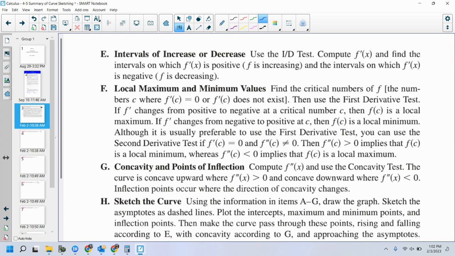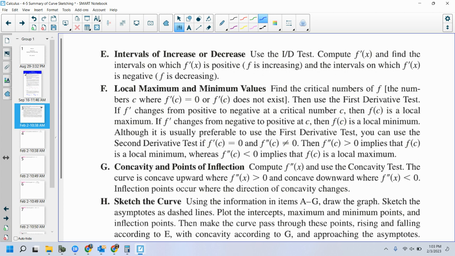So what are these new parts? Well, intervals of increase and decrease. We're going to be doing the increase-decrease test. You're going to find your critical values using f prime. We didn't know how to do that until we learned how to take a derivative. Find the intervals of increase-decrease. Use the ID test. Compute f prime, and find the intervals on which f prime is positive, which means the function is increasing, and when f prime is negative, which means the function is decreasing.